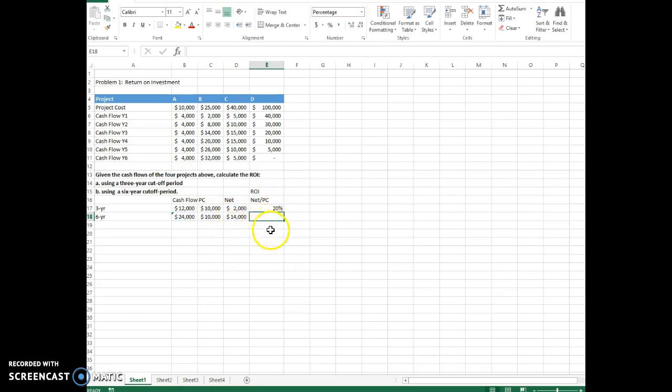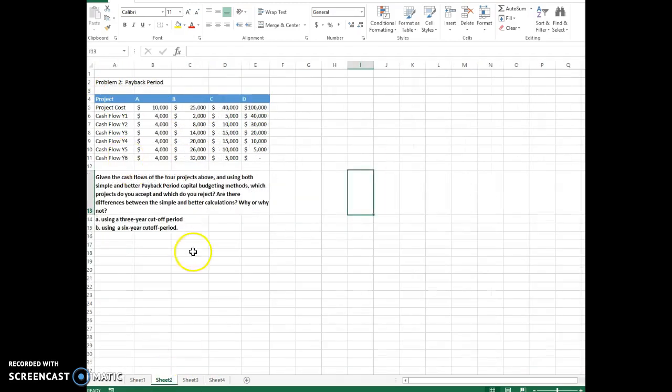Our return on investment then, at the end of 6 years, equals the net divided by the project cost. 140% return on investment using a 6-year cutoff period for project A. Okay, that's how you do return on investment. So we need to do it for all 4 of these projects.